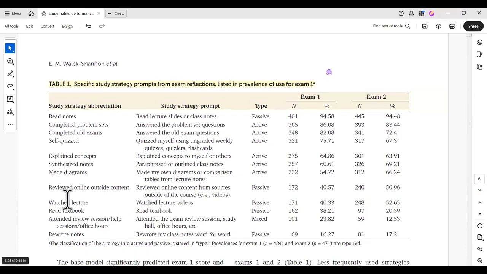Maybe you don't know what they mean by synthesized notes. Well, it means paraphrased or outlined class notes. And that's an active strategy that's different from rewrote notes, which is just rewriting the notes word for word, and that's considered a passive strategy. So a little bit more definition of terms here is useful.